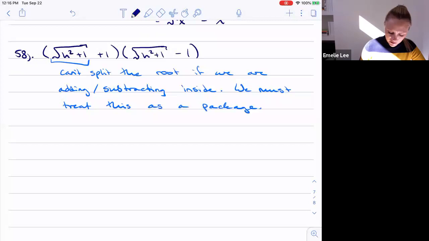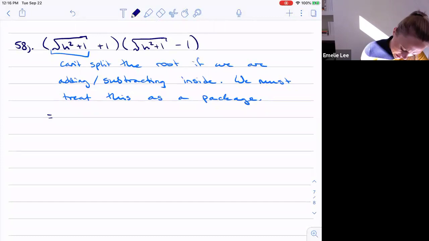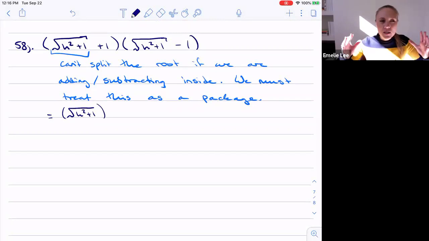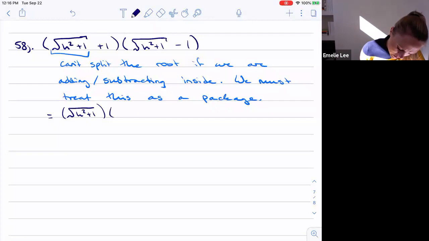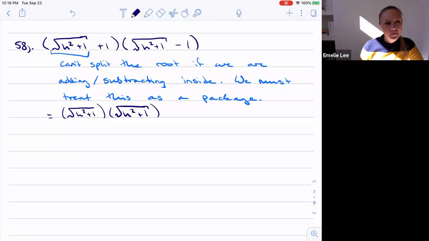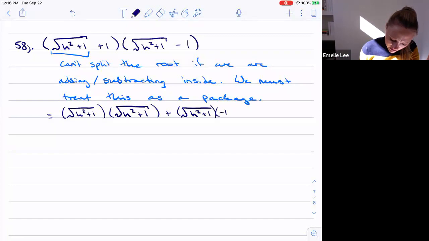So what we get, looking at this, I'm going to take the first term and multiply it by each of the terms in the second polynomial and then move on to the second term and multiply it across. And so what I get is the root of h squared plus 1. I'm just going to put tons of brackets here, just to keep things together, to show that this is a package deal. So same with the next one: times the root of h squared plus 1, also in the same package. Then I've got plus the root of h squared plus 1 times negative 1.